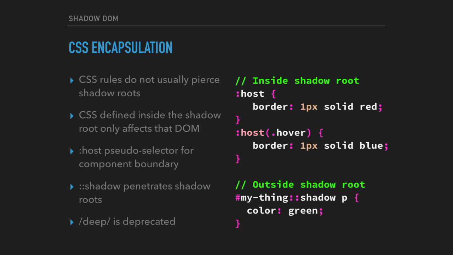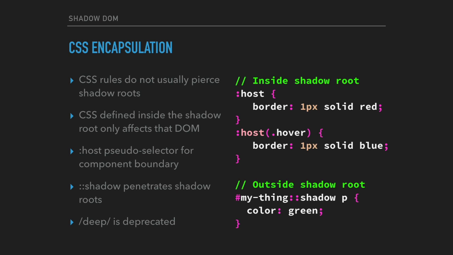By default, CSS rules do not pierce shadow roots. CSS defined inside the shadow root only affects that shadow DOM. The exception is that inside the shadow root, you can use the host pseudo-selector to style the component's boundary element. The boundary element is the owner of the shadow root, and it is also visible from the application world. So that is something that can be styled both from the inside and from the outside.